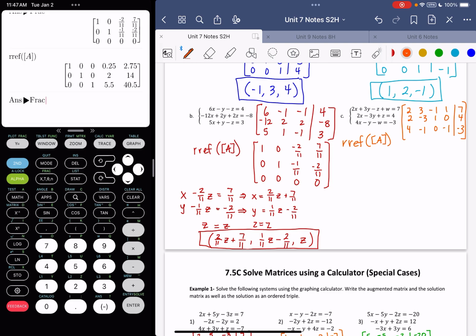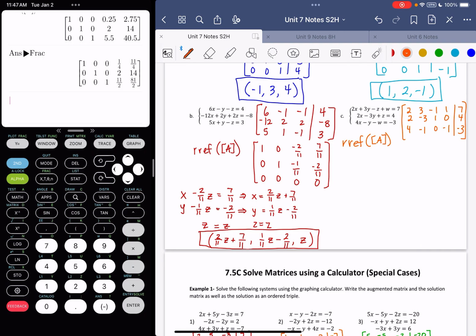Let's go ahead and turn those into fractions. Okay, so here we go. 1, 0, 0, 1/4, 11/4, 0, 1, 0, 2, 14, 0, 0, 1, 11/2, and 81/2. Okay, so that looks pretty normal, except for we only have 3 variables, right? So the first line would be x plus 1/4 w equals 11/4 if we were to put it back in as equations.